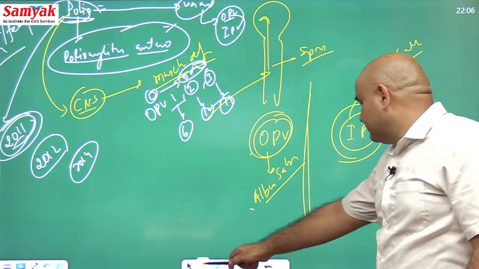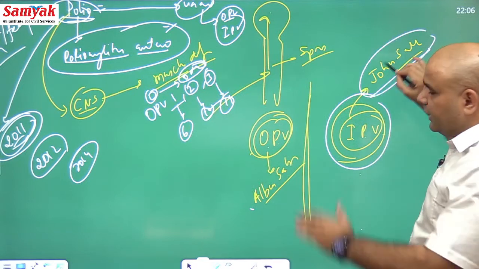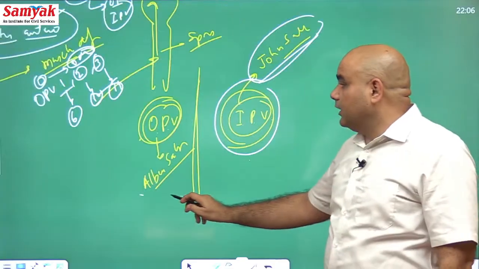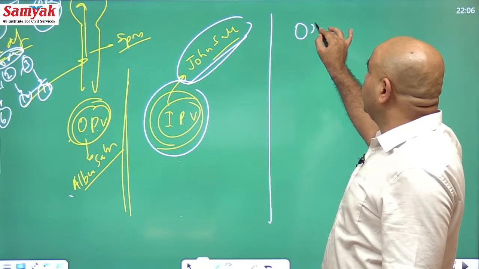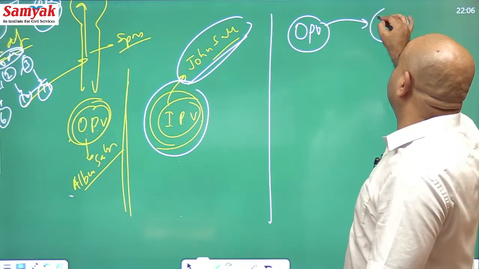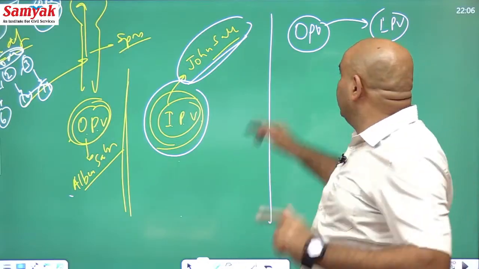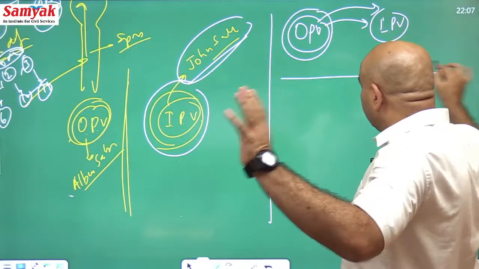Now IPV. Whenever you are talking about IPV, it is given by John Salk. Now there is one issue with OPV. Now what is that issue with OPV? You have to remember, India, government of India is now trying to shift from OPV to completely IPV. Why are we going to switch from OPV to IPV? You have to remember this thing.